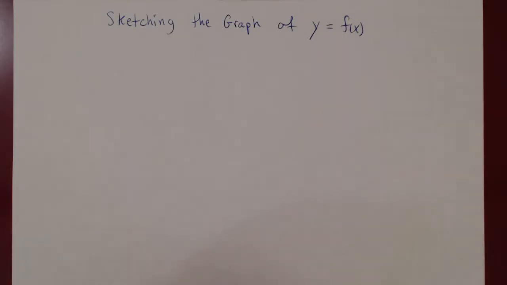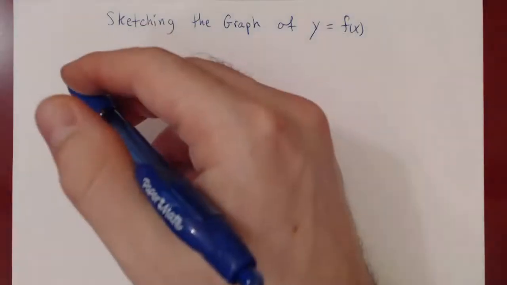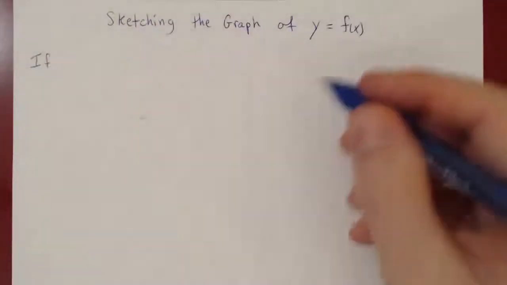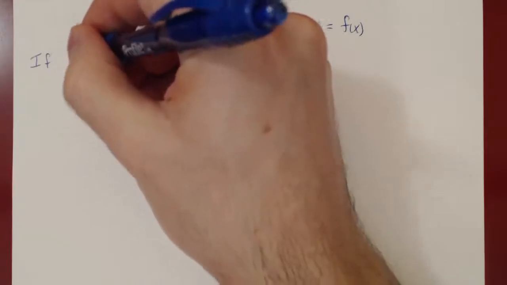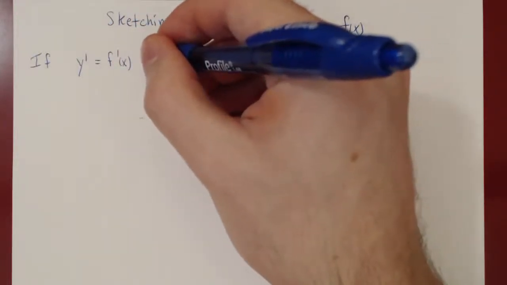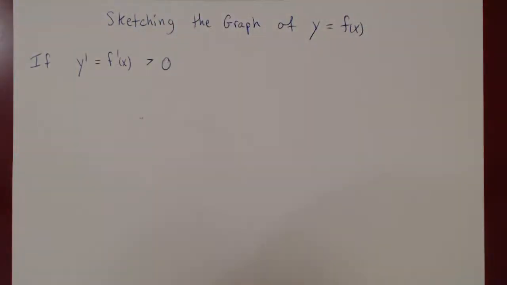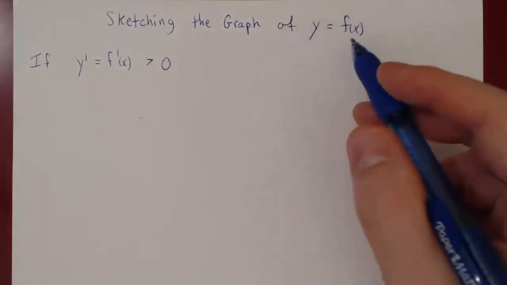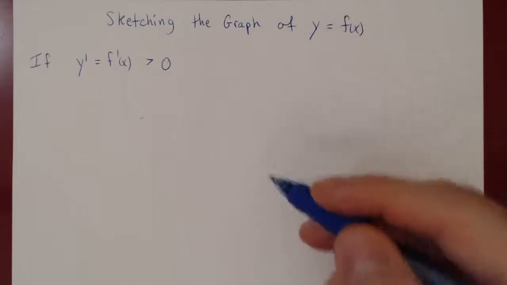Remember that the derivative is the slope of the tangent line, and the slope is just the rate of change, right? So if the derivative is positive, the slope of the tangent line to the function is positive, therefore the tangent line is increasing, therefore the function is increasing. So if y prime, which is the same as the derivative of f, is greater than 0, we know that the derivative is positive, and if the derivative is positive, the rate of change of the function is positive, therefore the function is increasing.